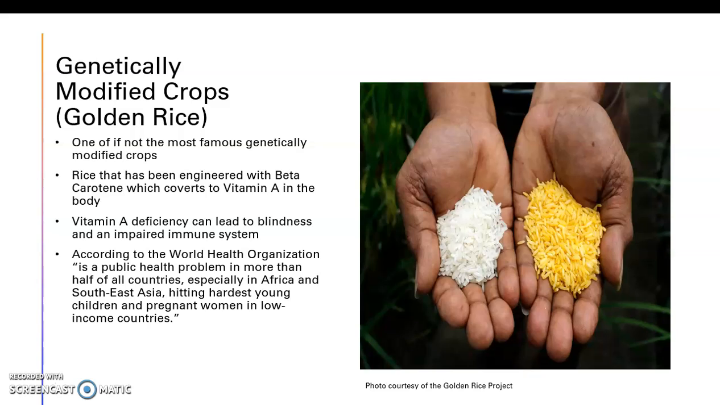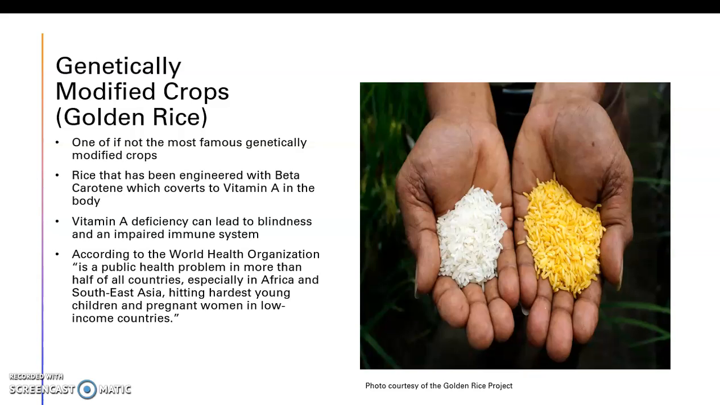Biofortification is used to increase the nutritional value in crops. This is another GMO crop. Golden rice was developed in order to fight the lack of beta-carotene in white rice. Golden rice is one of, if not the most famous, genetically modified crops. This rice has been engineered with beta-carotene, which converts to vitamin A in the body.